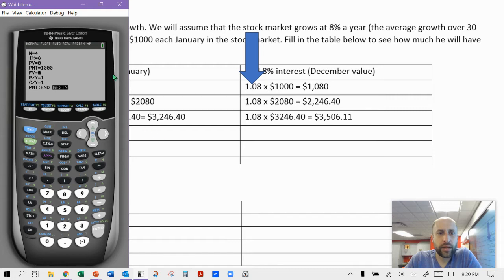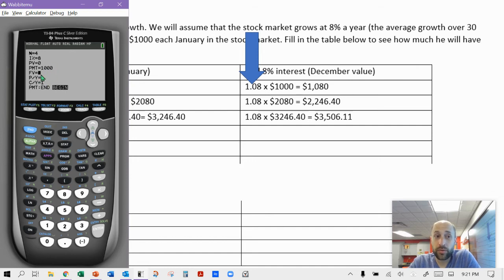If I wanted to calculate for the next year, for year 4, or my total after 4 years, I'm using 8% interest rate. Present value is 0. That's what I'm starting with. Remember, back at the first year, before I even input the 1,000, I had 0 in the account. Every year at the beginning, I'm making a payment of 1,000.